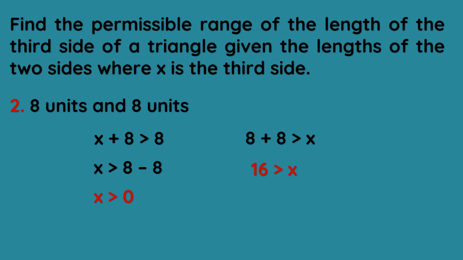In other words, if we write our permissible range of the length of the third side, our third side, x, must be greater than 0 but less than 16 units. In other words, the length of the third side must be between 0 and 16. 0 is not included and 16 is also not included.